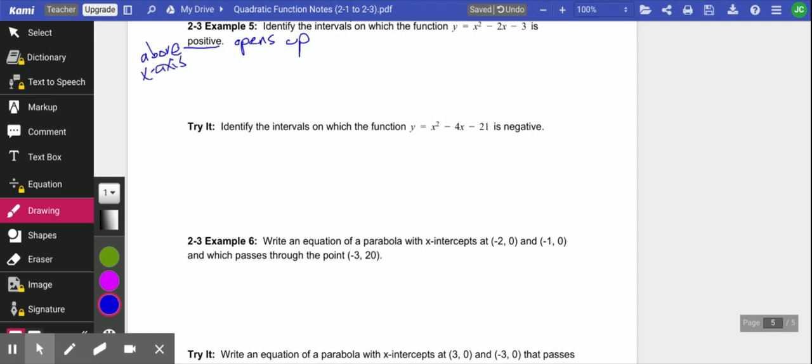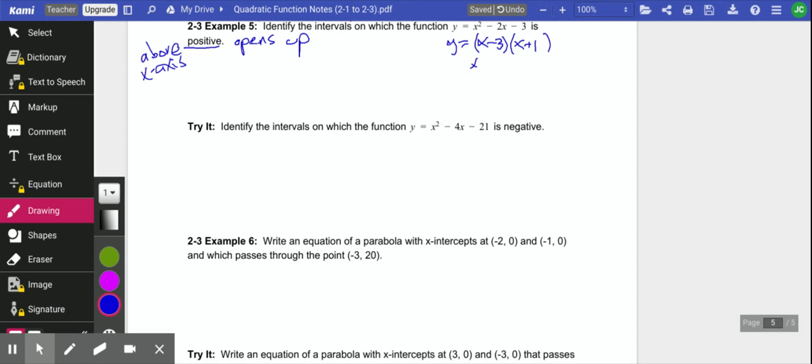So what determines whether it's above the x-axis is the intercepts. That's what we really want to find, is the intercepts. Okay, I'll show you what I mean here. So to find the intercepts, we are going to go into intercept form, which is just the factored form. Okay, so we know that the signs are going to be different. We're looking for factors of 3 that add up to -2, so 3 and 1.